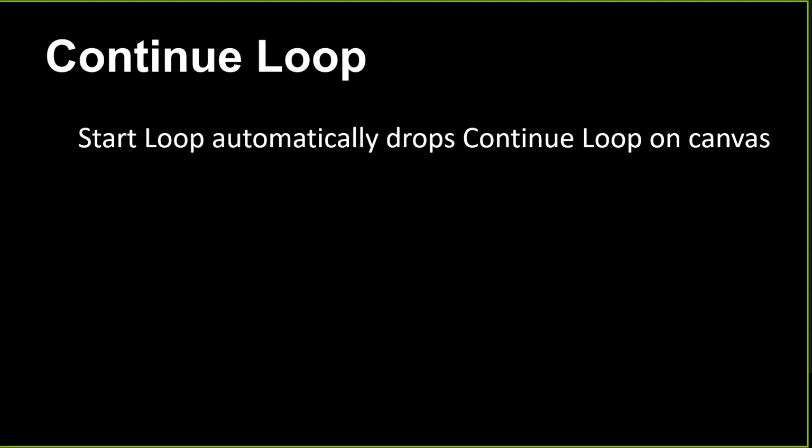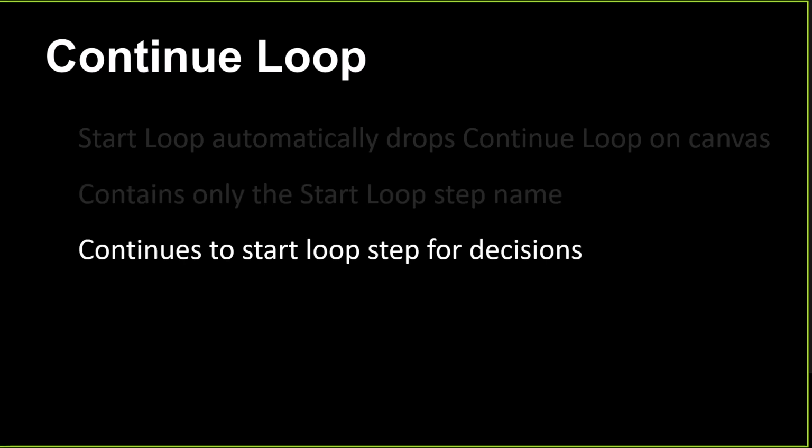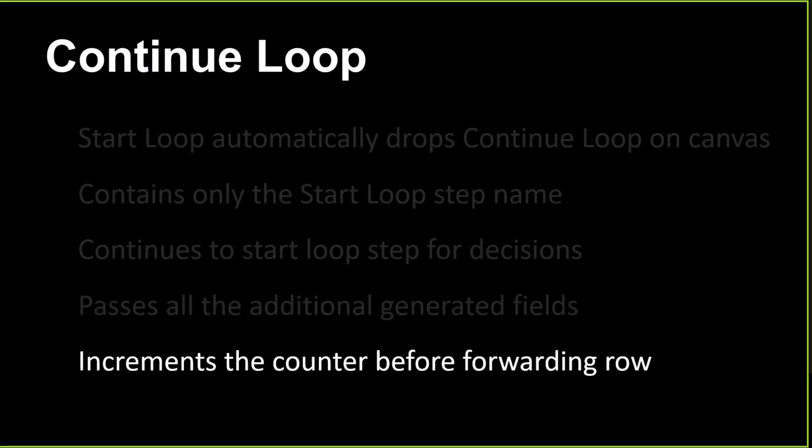The continue loop step. A start loop step automatically creates or drops a continue loop step on the workflow canvas. It only contains the start loop step name. The step continues to the start loop step for further decision making about conditions or iterations for the current or next rows. It passes all the additional fields defined in the start loop or populated in the loop steps at the end of a loop iteration. It increments the counter before forwarding the row.